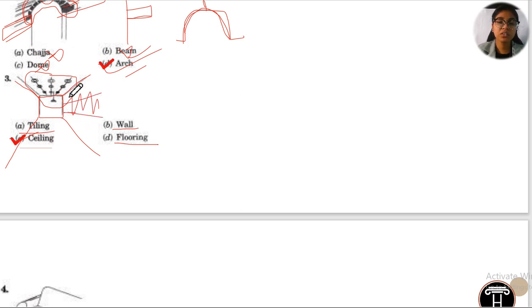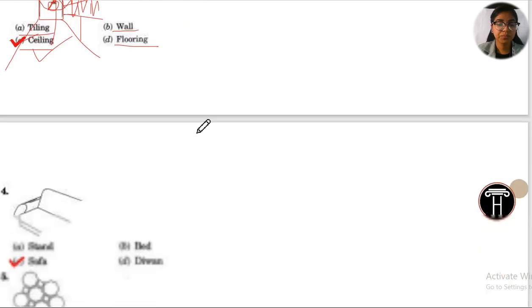If they would be showing something over here like brick walls or something, then it may be wall, but they are not emphasizing on wall, neither on floors, and they are not showing any tiling work. They are just showing on the top these ceiling lights and the chandeliers. So that's why the correct answer will be your ceiling.